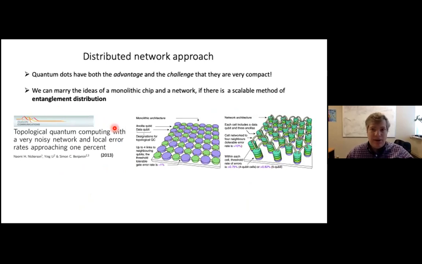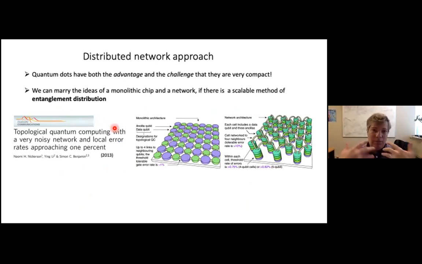And the idea for this is based on a network of nodes approach that was first introduced by Simon Benjamin's group at Oxford in the context of ion trap quantum computers. And they were thinking about how you might utilize many small processors that can be somehow linked or coupled rather than building a single very large processor.